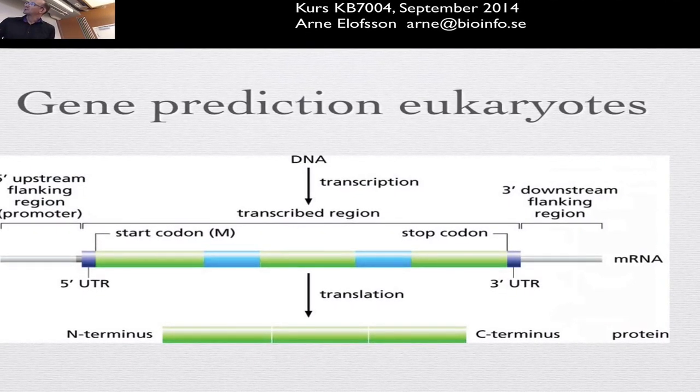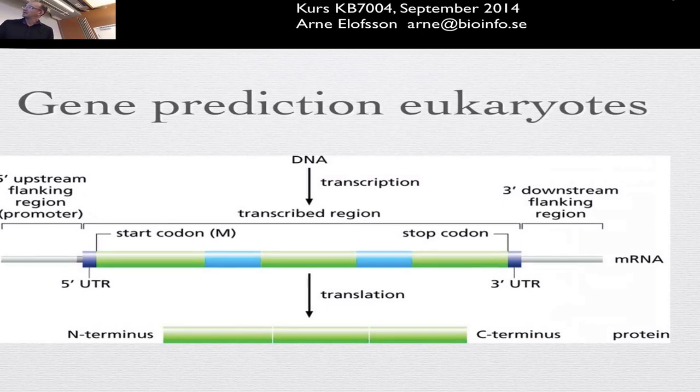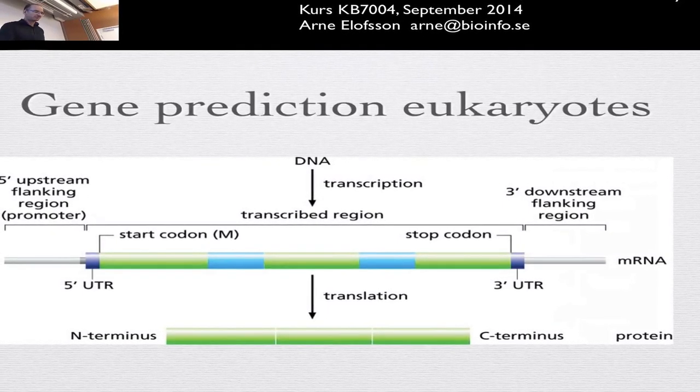So in eukaryotes, what happens is that you have a start codon, a stop codon, you cut out the introns, and you get the final translation to the protein.